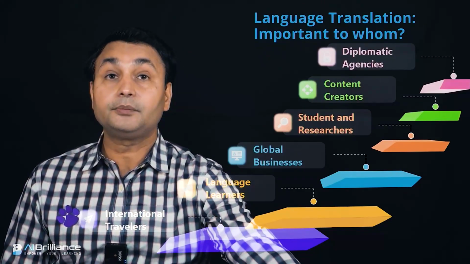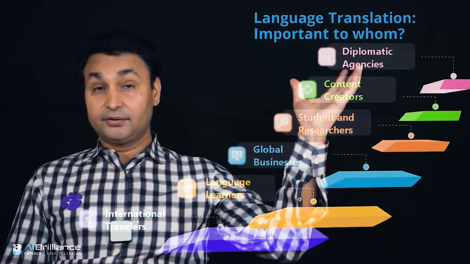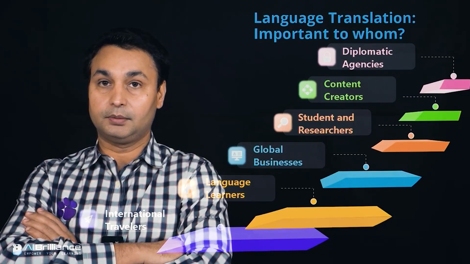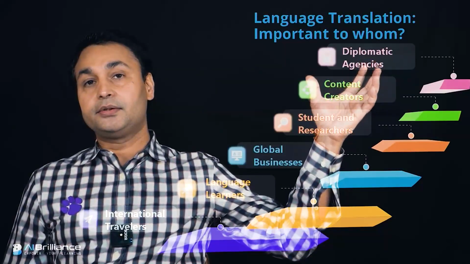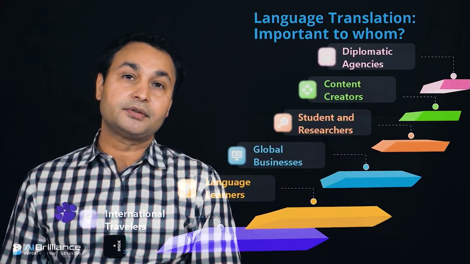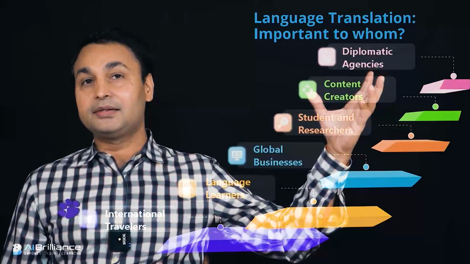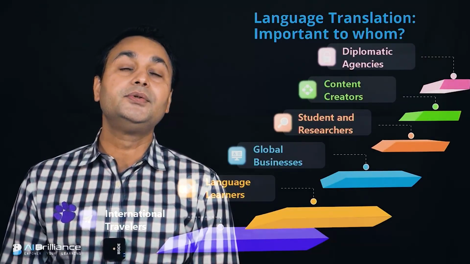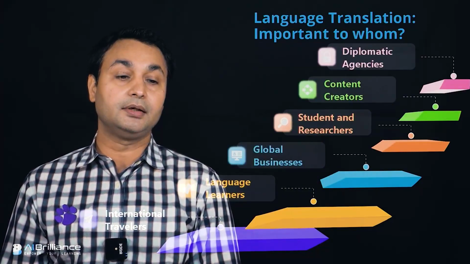Diplomatic agencies are the final category that I'm putting, and again, this is not an exhaustive list. People who have diplomatic offices in multiple different countries and regions tend to use a lot of language translation because their language might be native, and the country in which the diplomatic office is placed might have a completely different language, and in that setting those types of agencies tend to use a lot of language translation. So these are some of the main categories of users who use this kind of service.